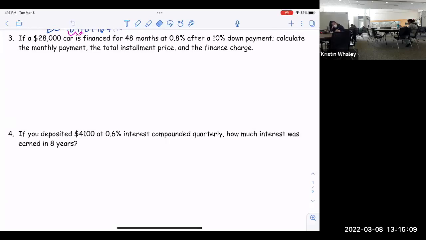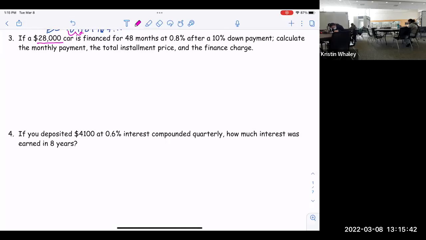On this one, it says if a $28,000 car is financed for 48 months at 0.8% after a 10% down payment, calculate the monthly payment, the total installment price, and the finance charge. So we have a lot to calculate on this one. What I would start with, on any of these problems, is underlining my numbers and putting labels with them. That's a good way to help you figure out what formula to use when.